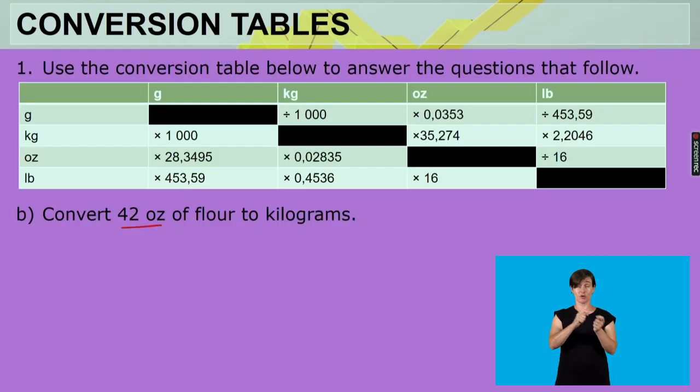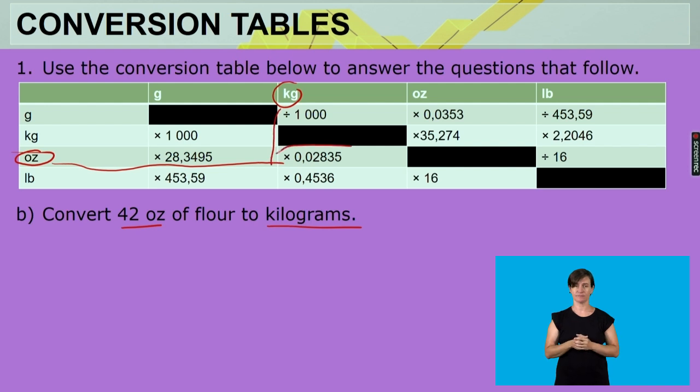In our second question, we are saying here, convert 42 ounces of flour to kilograms. Now let's find our ounce there, OZ, and we must convert that to kilograms. So where is our kilogram? Here. Can you see it works in the same way as we did now with our conversion table? So here, where will they meet? Can you see? This is right where they will meet. So this is the factor we'll use. Guys, are we clear on that?